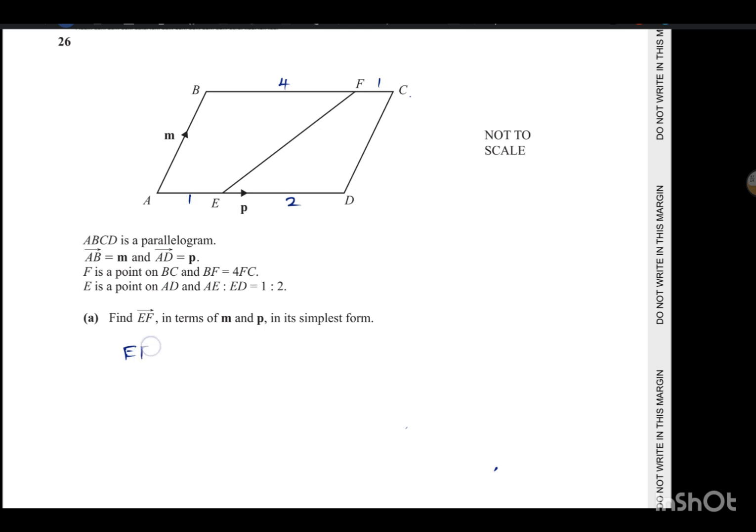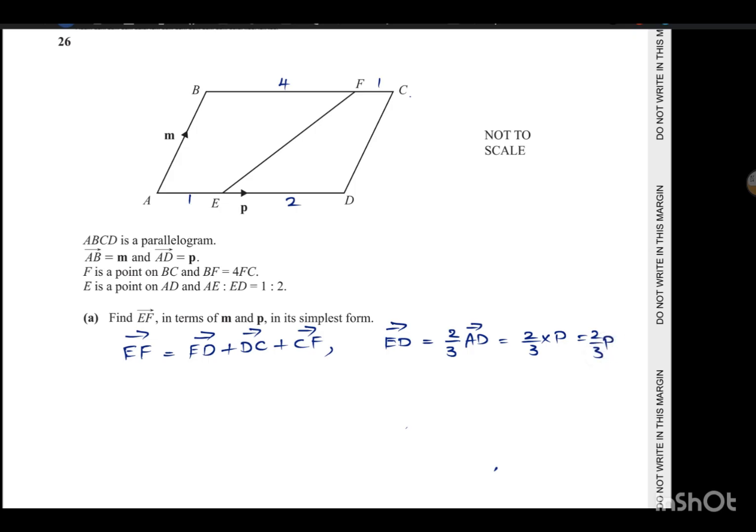Vector EF is equal to ED plus DC plus CF. So one by one we'll find out all. ED we will find out first. What is ED? ED is part of AD. So it is 2 out of 3 parts of AD. Right? So that will be 2 by 3 into P. This is ED. Then you can write it as 2 by 3 P.